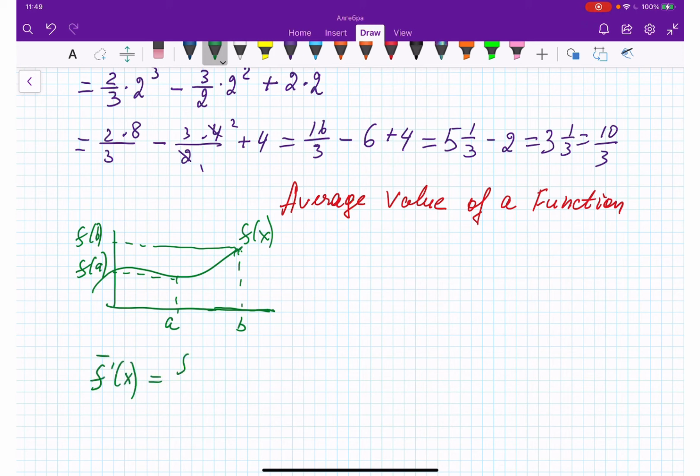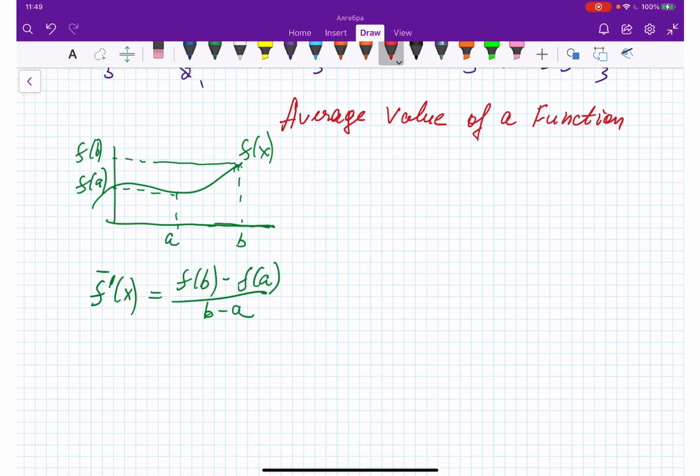It's going to be equal f of B minus f of A over B minus A. Yes? Now, but this is the average of derivative, average of the speed. Now, if I want to find the average of the function itself, here we are going to take antiderivative in the point of B minus antiderivative in the point of A and divide by B minus A.